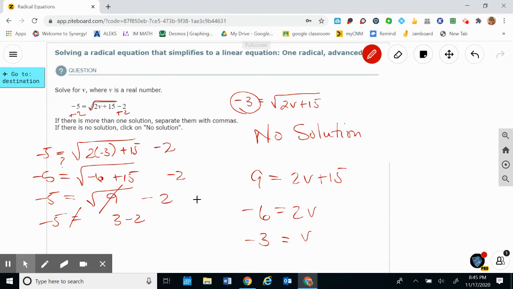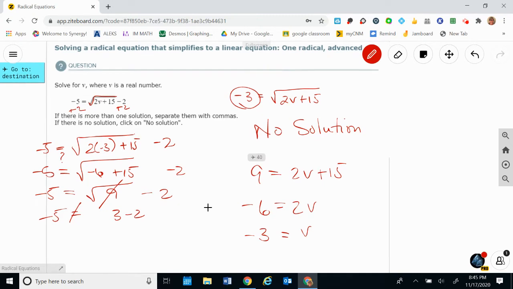So you could get your answer and plug it back in to check it and get no solution. And by the way, we will have to do this in a more complex problem, where you have to check it. In this one, typically, if you can recognize it right here, you're good to go. But it's always good to plug it back in just to check it and see. Okay, next.